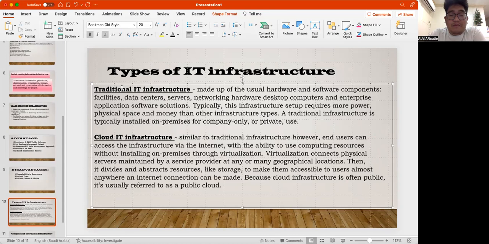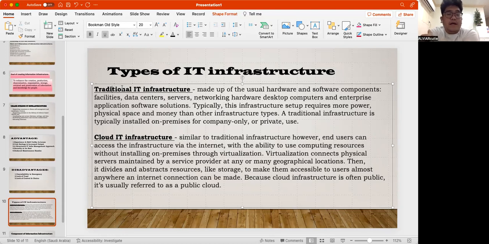So the second type of information infrastructure is the cloud IT infrastructure. Similar to traditional infrastructure, however, end users can access the infrastructure via the internet with the ability to use computing resources without installing on premises through virtualization. Virtualization connects physical servers maintained by the service provider in many geographical locations. Then it divides and abstracts resources like storage to make them accessible to users almost anywhere an internet connection can be made. Because that infrastructure is open to the public, it's usually referred to as a public cloud.